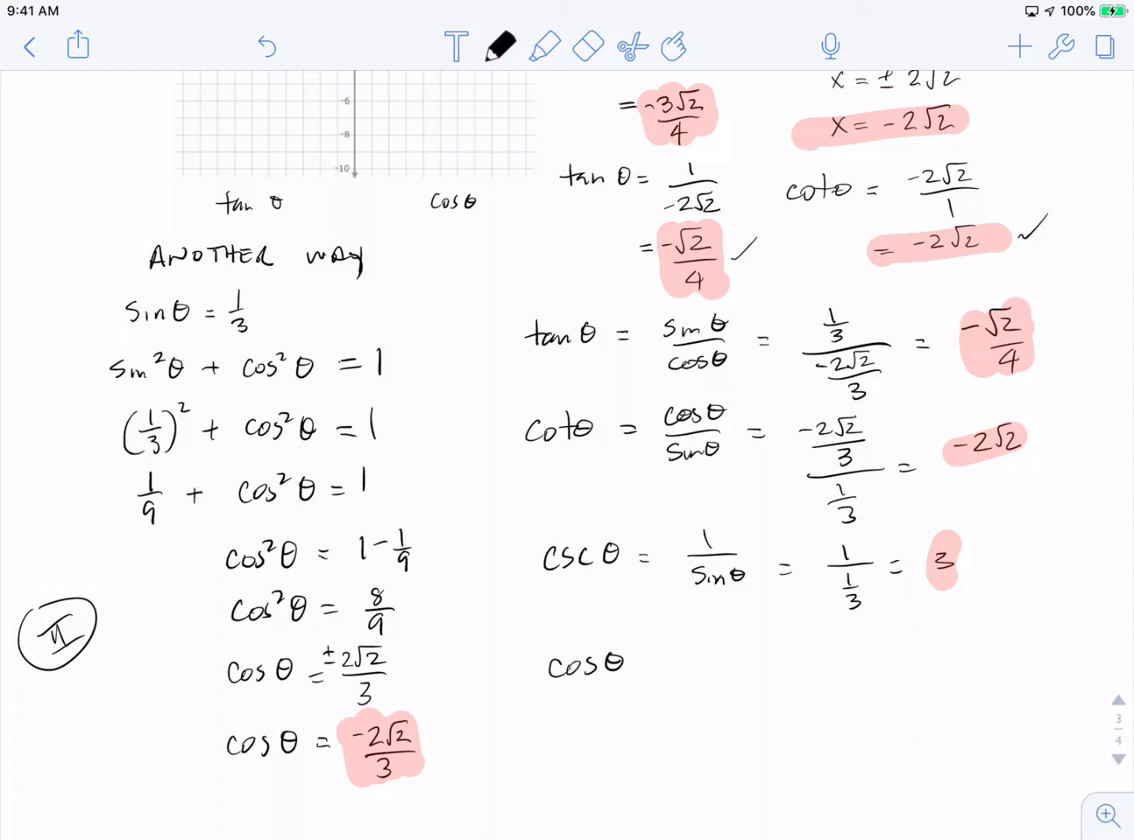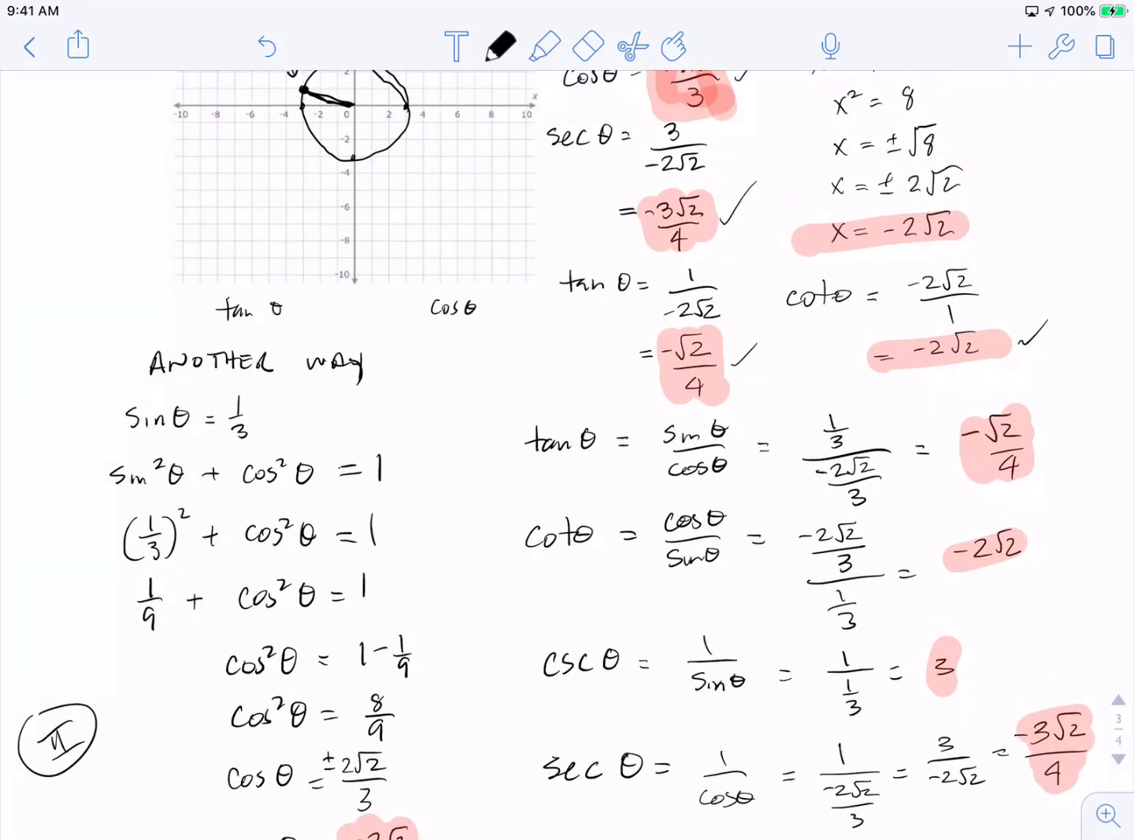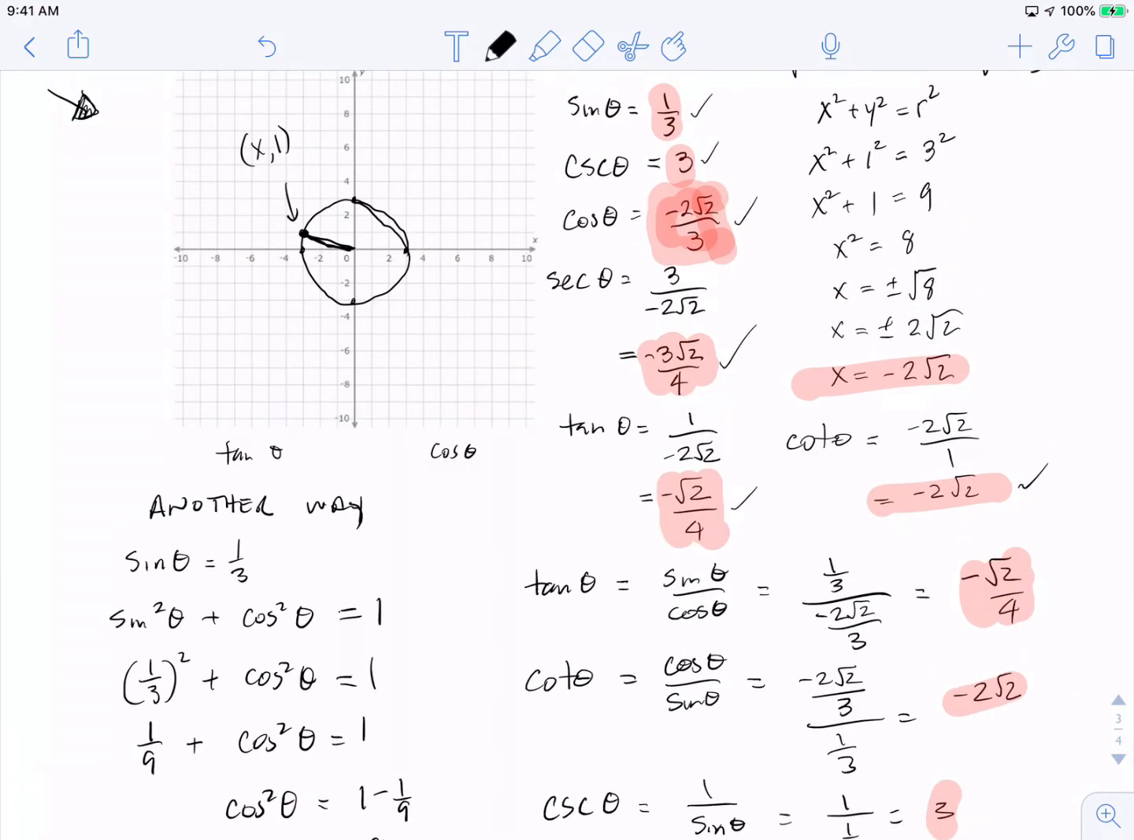Cosine, we did cosine, I'm sorry. Secant is the one we didn't do, secant theta. So it's the reciprocal of cosine. So it's 1 over cosine theta, which would be 1 over negative 2 radical 2 over 3. When we flip that, we're going to get 3 over a negative 2 radical 2. But multiplying top and bottom by that radical 2, we're going to get negative 3 radical 2 over 4. And let's see, does that count as the same? It looks like secant is correct. So I have all of them.